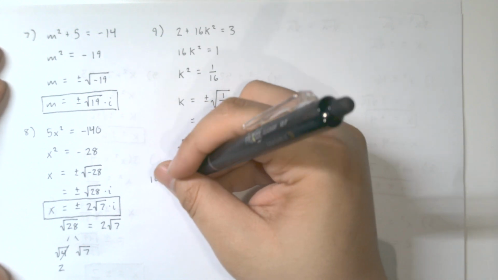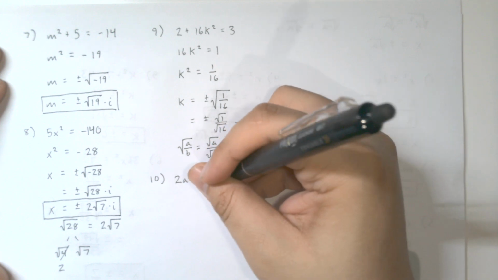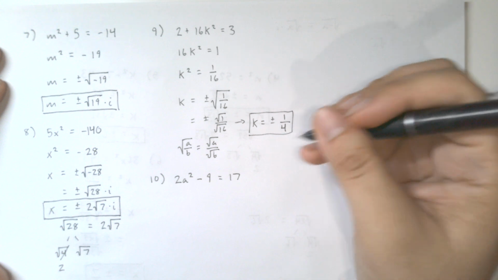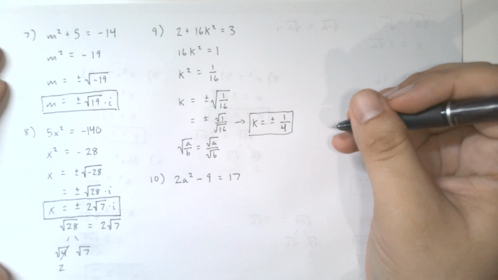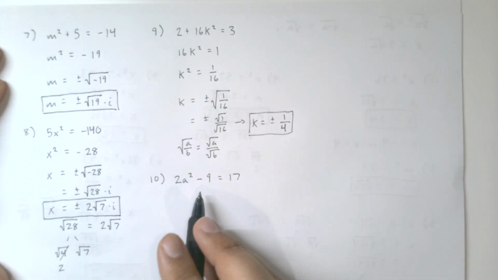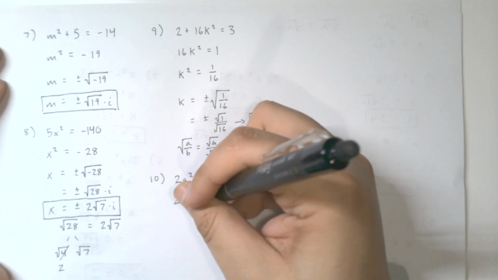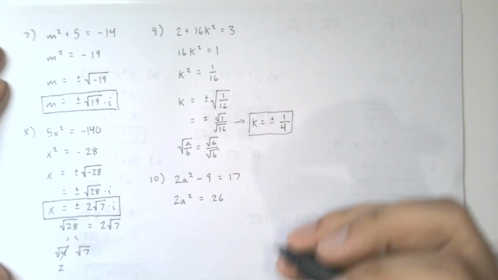For number 10, we have 2a squared minus 9 is equal to 17. So we want to get a squared by itself. The first thing we should do is do any addition or subtraction. So in here, we want to add 9 to both sides. We have 2a squared is equal to 26.